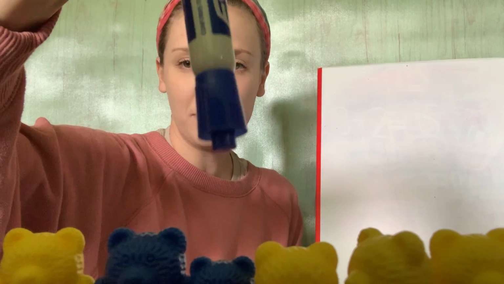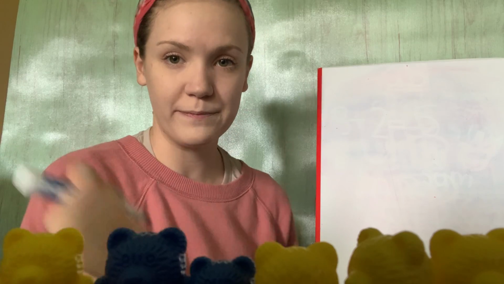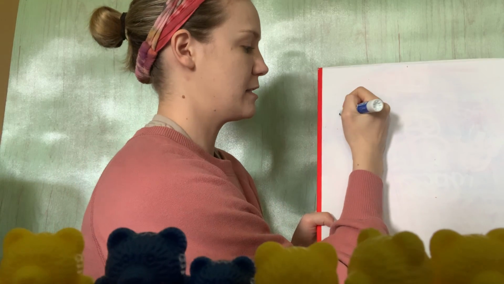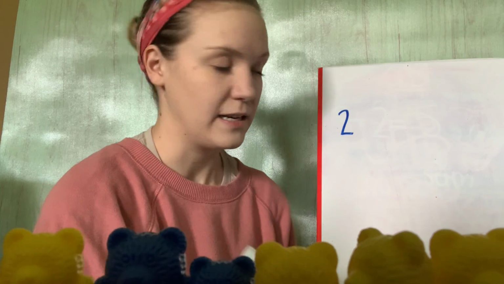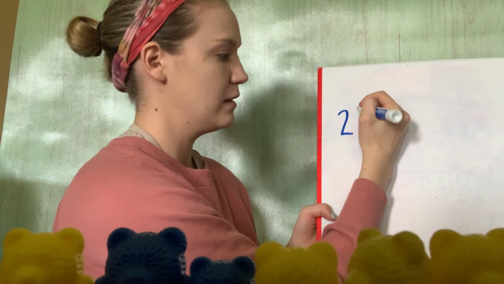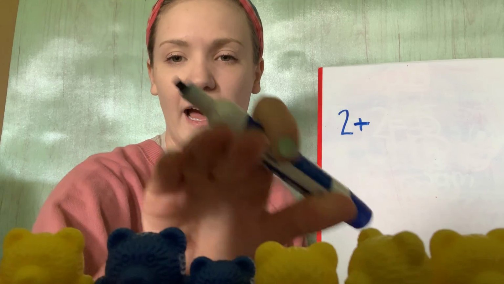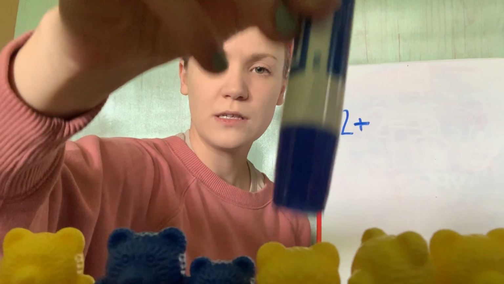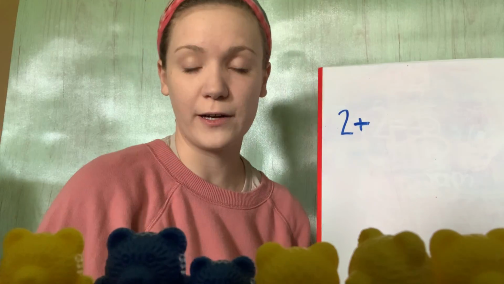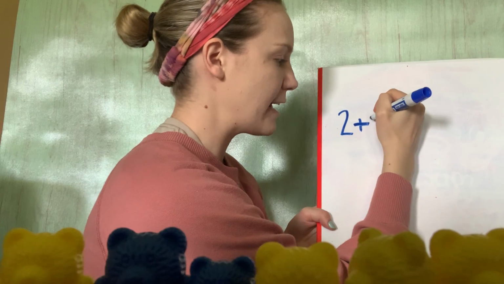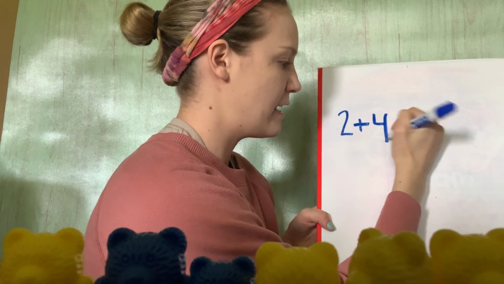So how many blue bears did I start off with, kindergarten? So I started off with 2 blue bears. So there's our first addend. Now what sign do I need to go next to our 2? It's going to be our plus sign, okay? Now how many yellow bears did I add to my group? Let's count. 1, 2, 3, 4. So 4 is going to be our second addend, okay?